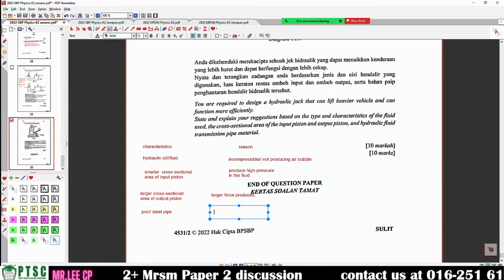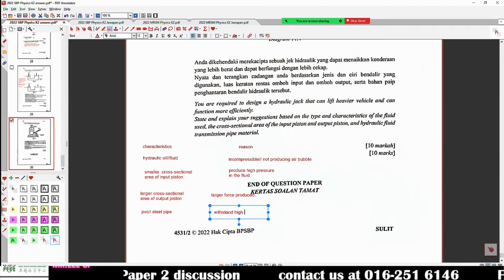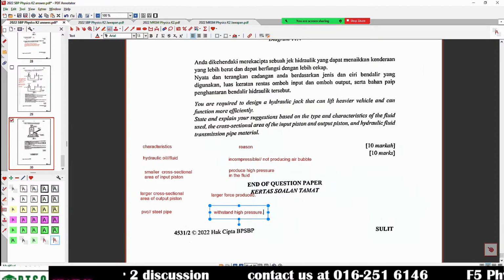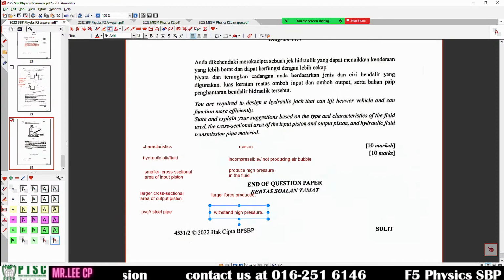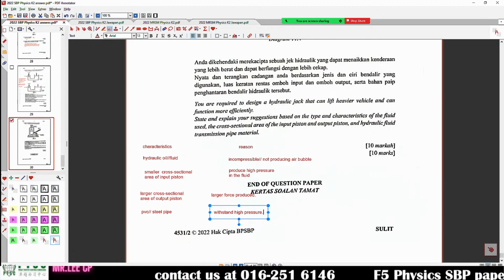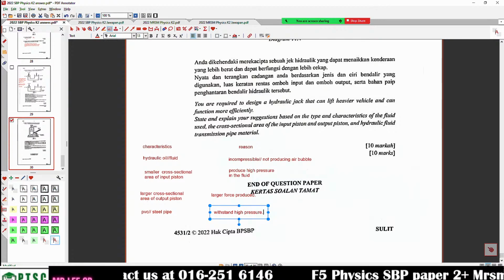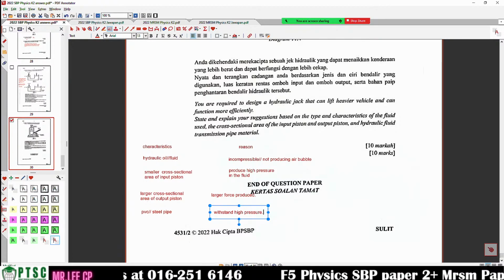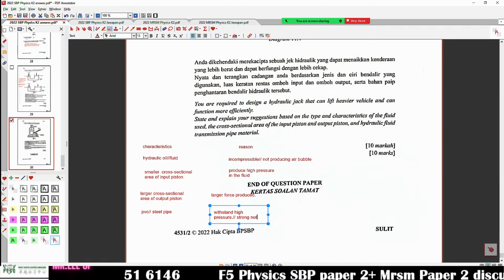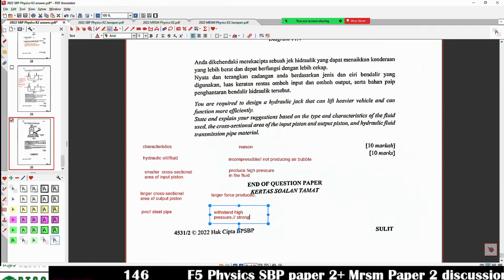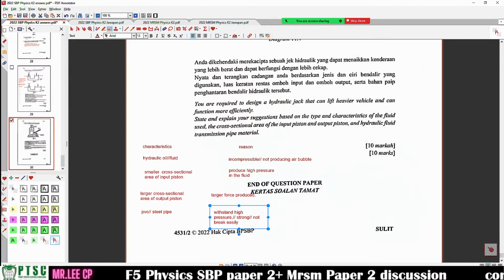PVC can withstand high pressure. Still can. Steel is better. If you choose PVC, it will be okay. Steel will be okay. Withstand high pressure, or strong, not break easily. Will be okay.